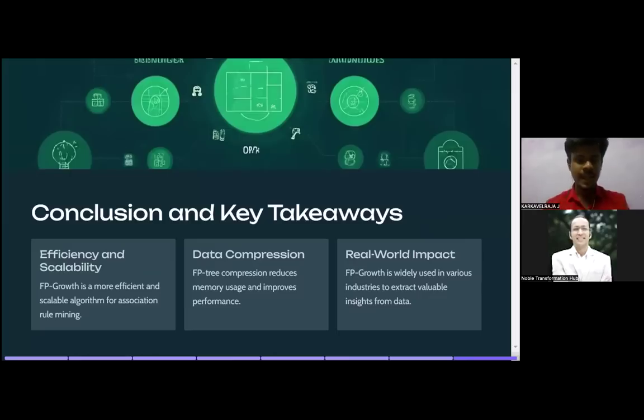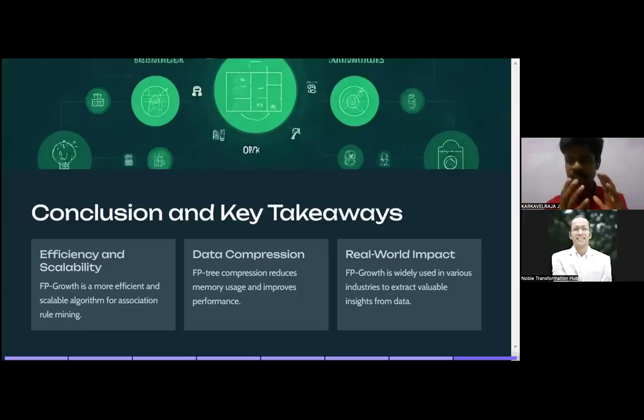Okay, then data compression. FP tree compression reduces the memory usage and improves the performance. True, right? Instead of creating all kind of permutation combination for the item set that we are having through the candidate set, in the FP growth algorithm, it's gonna create a tree-like structure where it's gonna have a compressed structure of all the permutation combination. Okay, that's the reason it leads to data compression. Real world impact. FP growth algorithm is widely used in various industries to extract the valuable insights over the data.